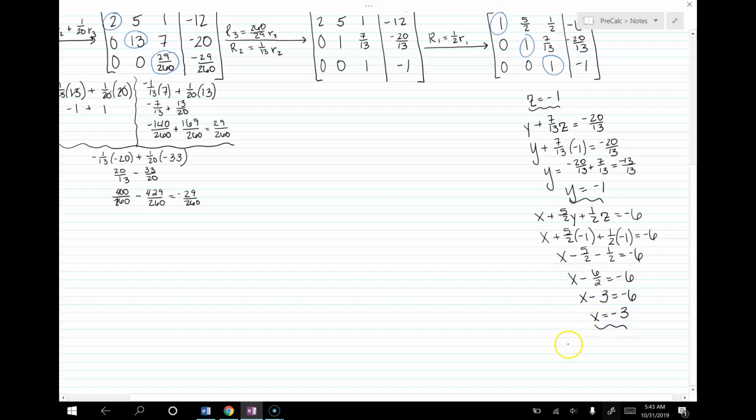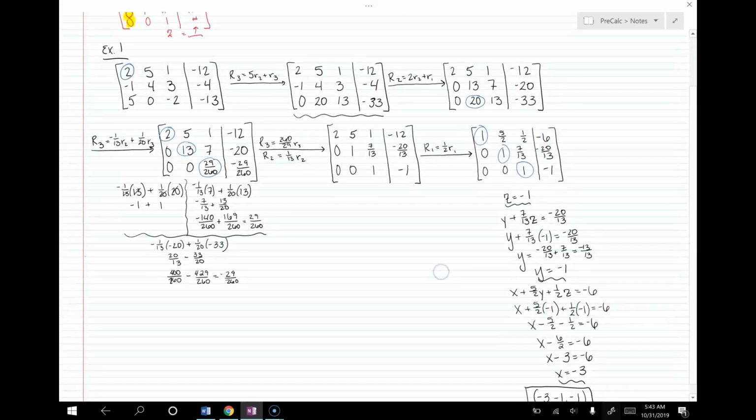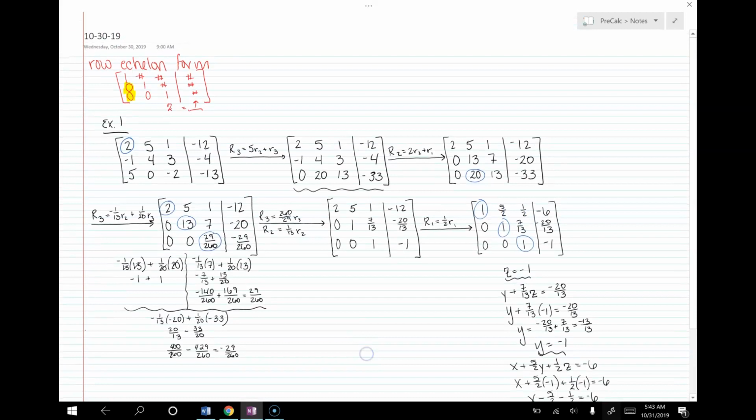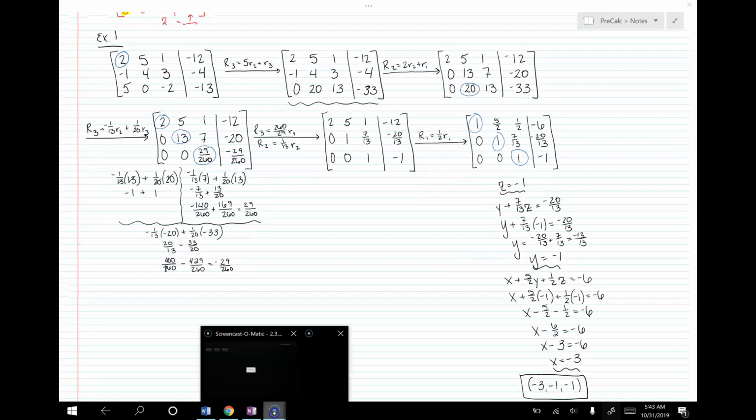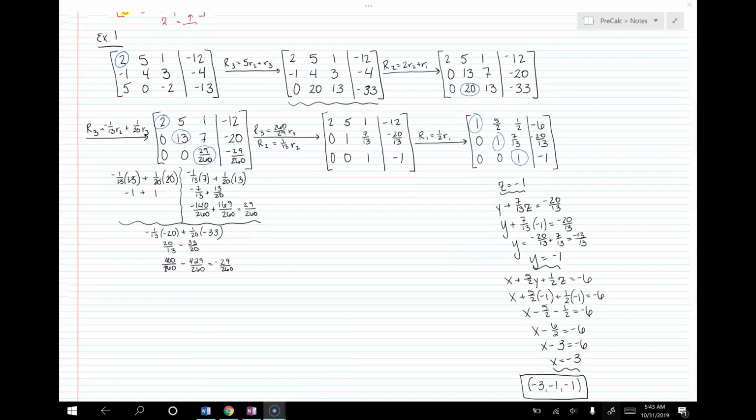Rad. Final step is to write it in alphabetical order, coordinate form for a three-dimensional. So negative 3, negative 1, negative 1. And we are done. So see, it only took 1, 2, 3, 4, 5, 6 steps. And we could have done some of them at the same time. Our goal again for row echelon form, remember, is to get the zeros on the left first, because then we can work from there. However, that is totally just my opinion. Agree, disagree, it's up to you guys.